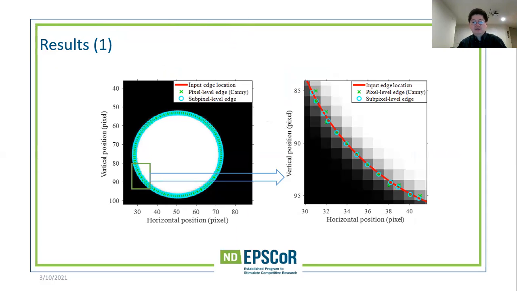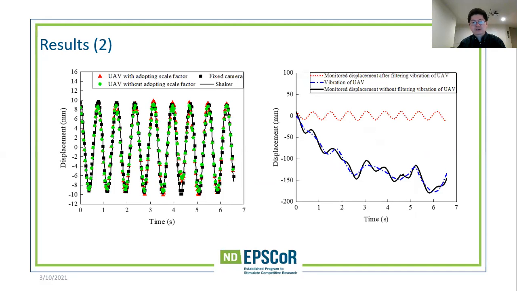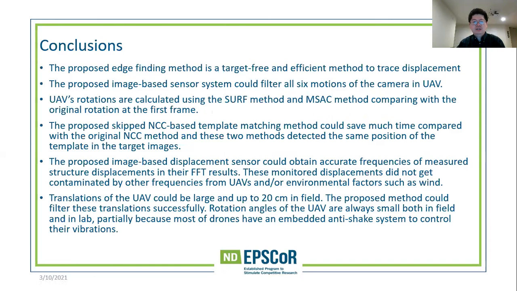And here we show you several examples. The first picture shows that if we use the subpixel method, it increases the accuracy quite a bit. And this is a test we did with a UAV with a shake input. We see that without those corrections, the displacement that we find is quite far from the true input. But with the method we suggest here, it captures the vibration very accurately.